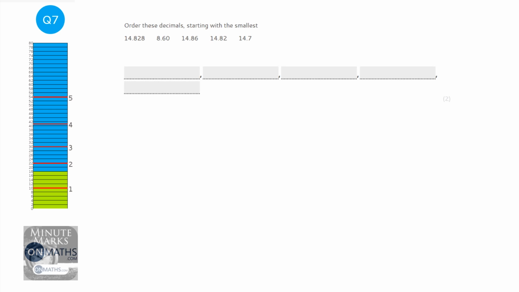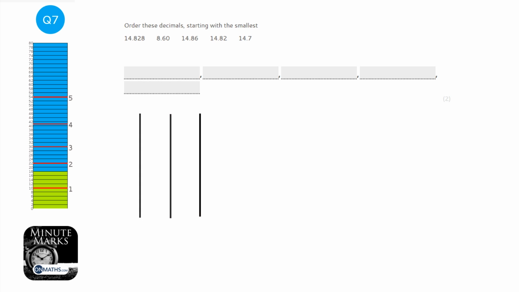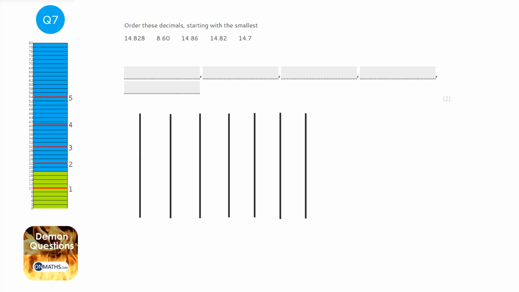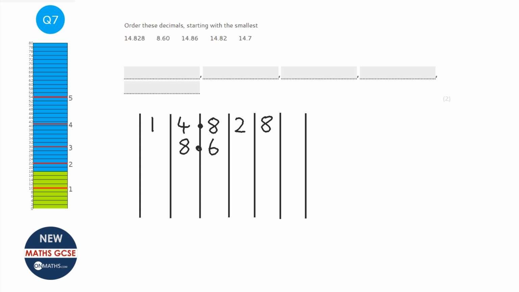The easiest way to order decimals is just to put yourself a few columns down the page, and hopefully I'm going to try and get enough columns. I always end up with not enough, so if I put some extra ones in, that should suffice. And just literally put the numbers in, so 14.828, and make sure the decimal points are lined up. So 8.60 is going to be like this, and I'm going to put an extra 0 in to make them all the same length. It doesn't change the number at all.